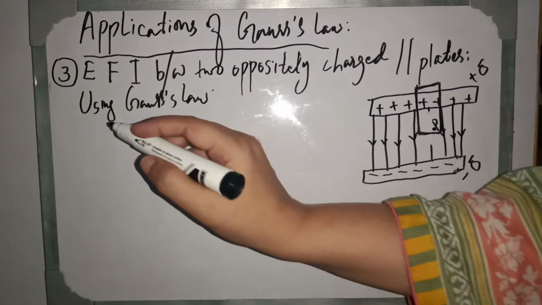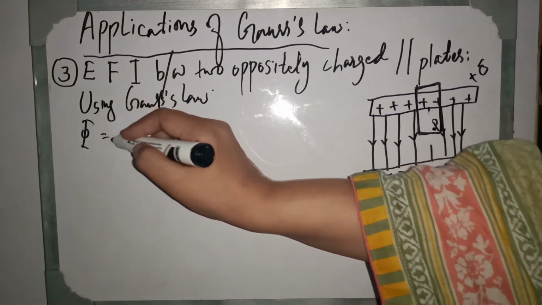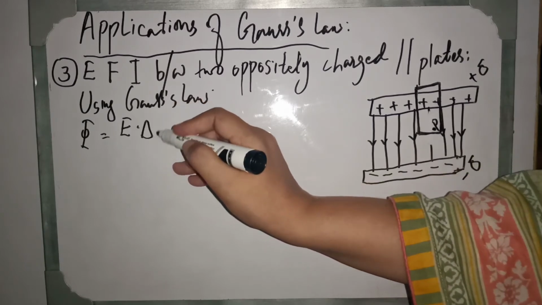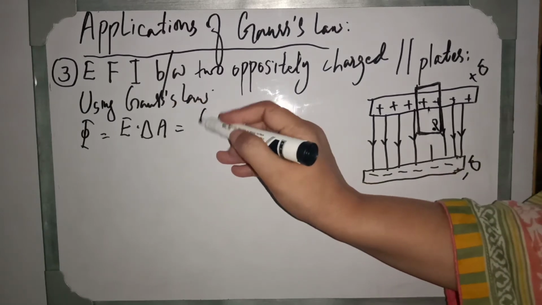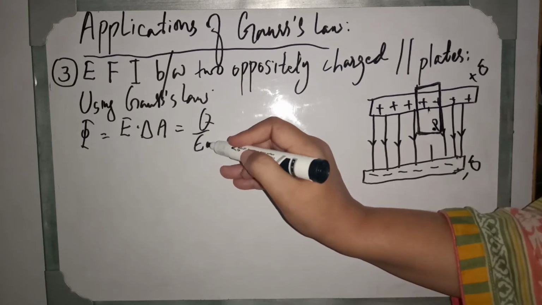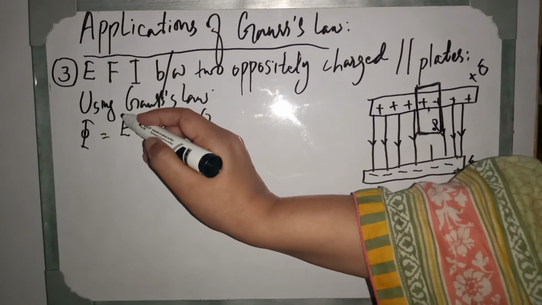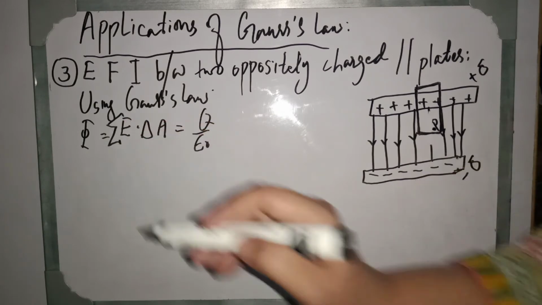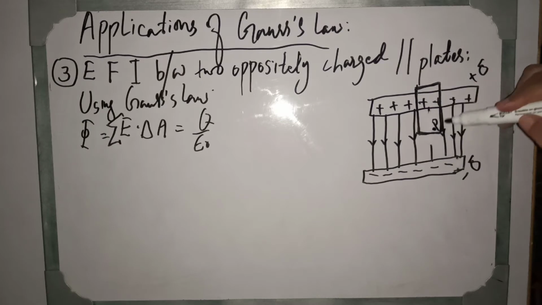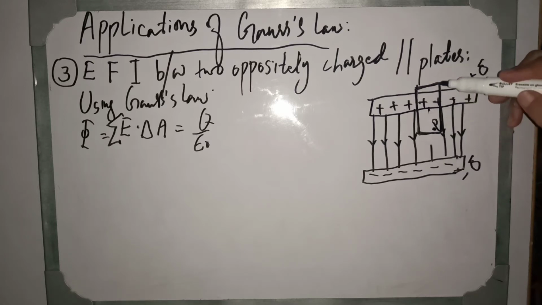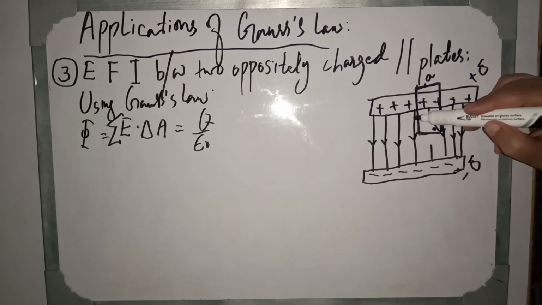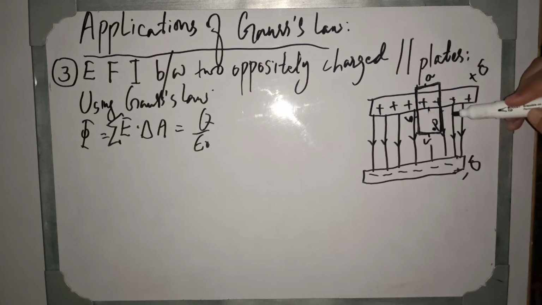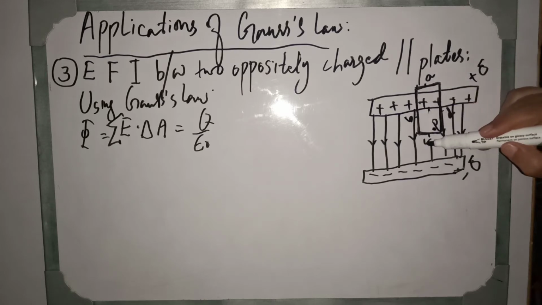Just come to the equation of Gauss's law: phi is equal to E dot delta A, and E dot delta A is equal to Q over epsilon naught. Instead of taking E dot delta A, I will take the summation of E dot delta A, because there are a number of areas on which we need to find the flux. Suppose this is side A, this is side B, this is side C, this is side D. I will take flux separately on side A, side B, side C and side D.